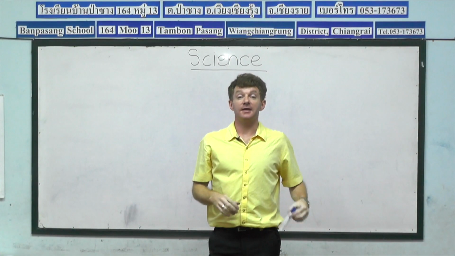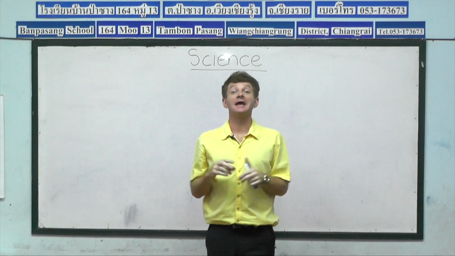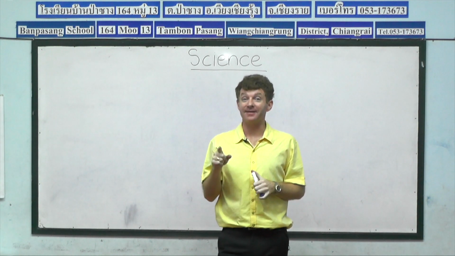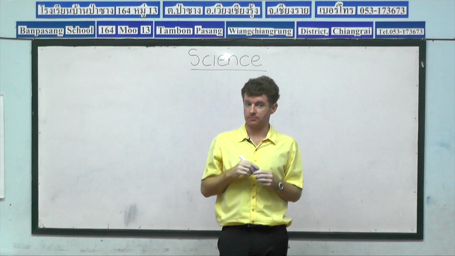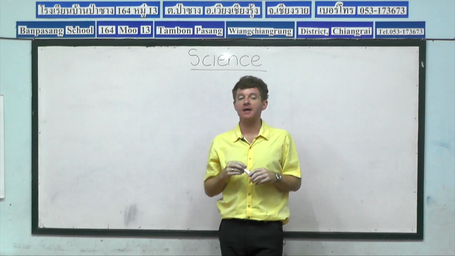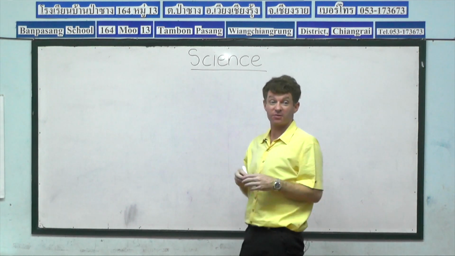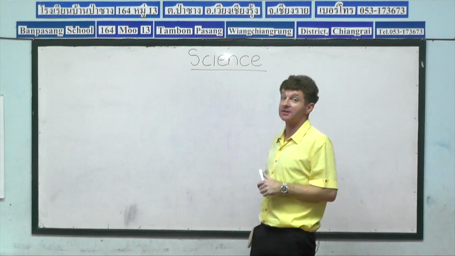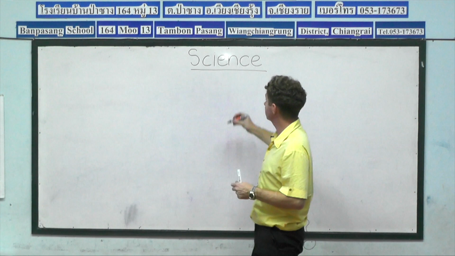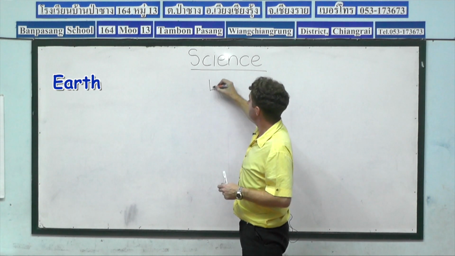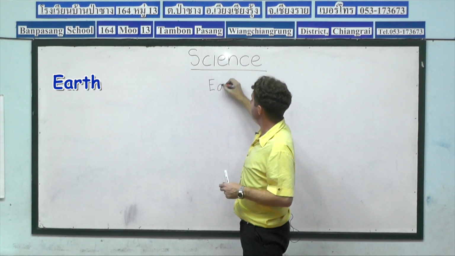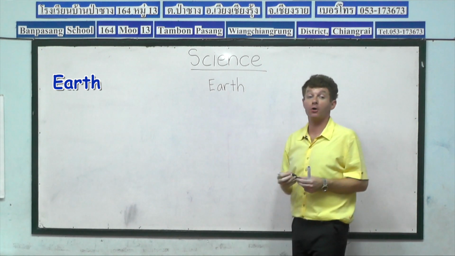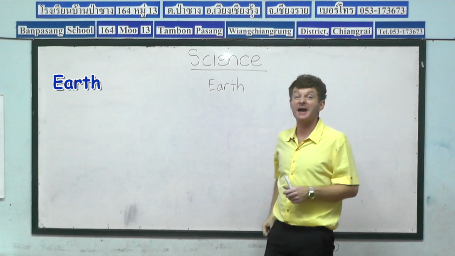So recently in science class, we've been learning about a specific planet. And that planet is the planet that we live on. What's the name of the planet that we live on, guys? Earth. Excellent. Planet Earth. So let's write the name of planet Earth first. E-A-R-T-H. Earth. All together, guys. Earth.